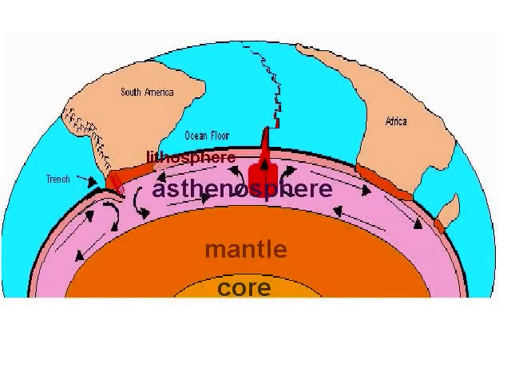The softer, weaker asthenosphere is a plastic. We use the word plastic here to describe a rock that is not a solid nor a liquid and is under high pressure and temperature.